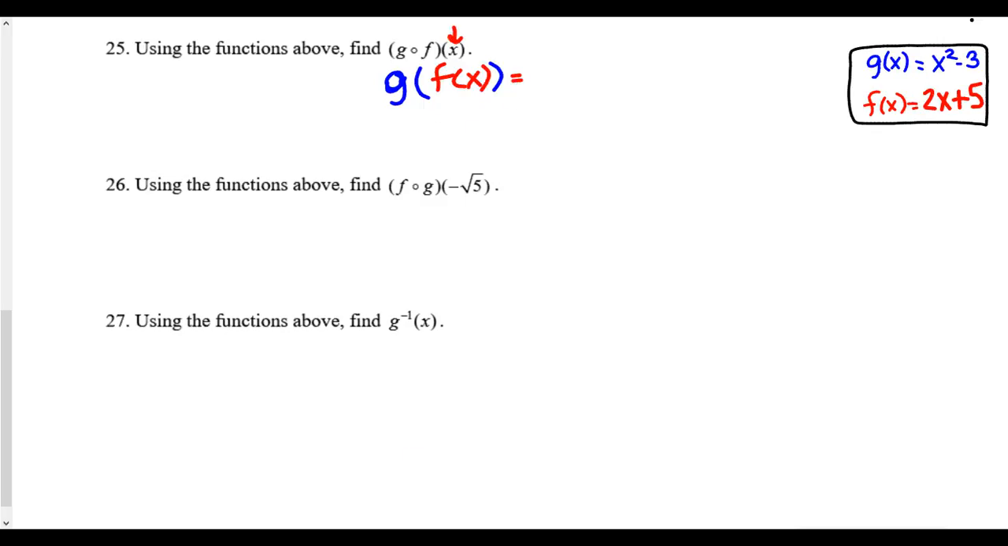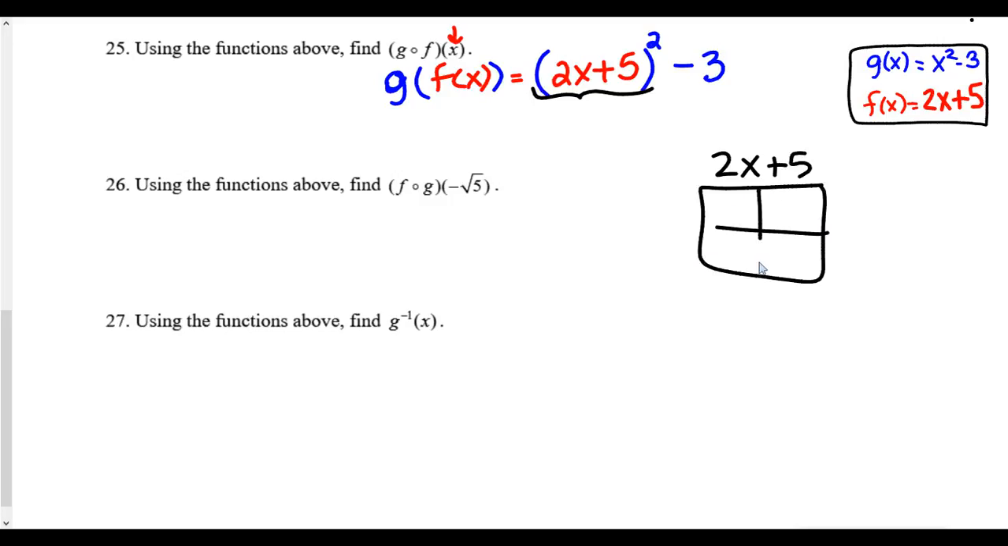So what's my g of x function? My g of x function was x squared minus 3, but instead of putting an x in there, I have to put in the whole 2x plus 5 function. Now I need to simplify this. When I have 2x plus 5 squared, that means 2x plus 5 times 2x plus 5. So 2x times 2x is 4x squared. 2x times 5 is 10x. 5 times 2x is 10x, and 5 times 5 is 25.